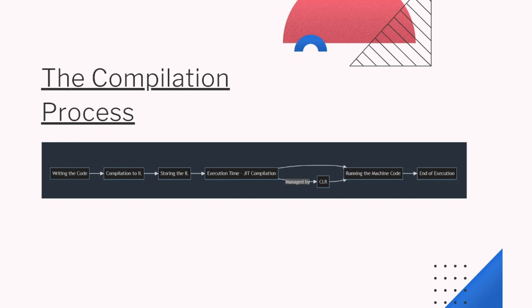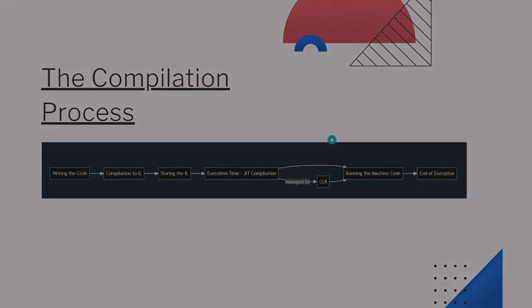Number six is running the machine code. Once the JIT compiler has done its job, the machine code is executed by your computer's processor, bringing your application to life. Number seven is end of execution. After the application has run and completed its task, the machine code is discarded. The next time you run the application, the JIT compilation process happens again, ensuring the most optimized execution for that specific run. So here's the reference flowchart for it.